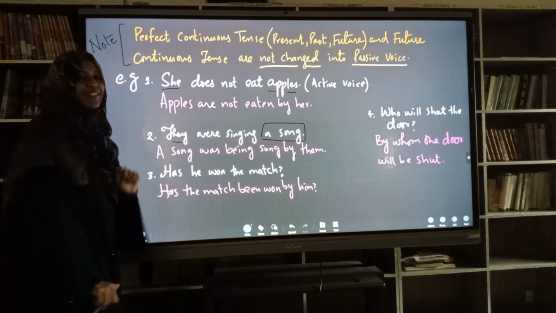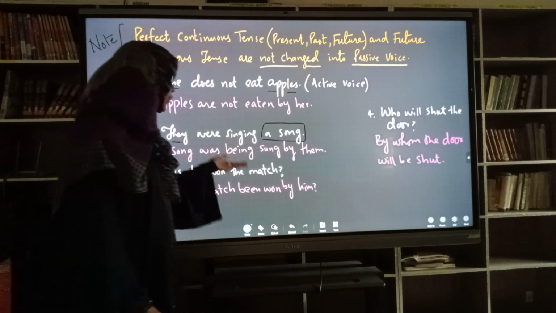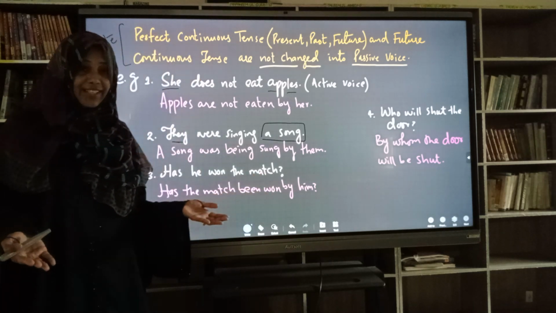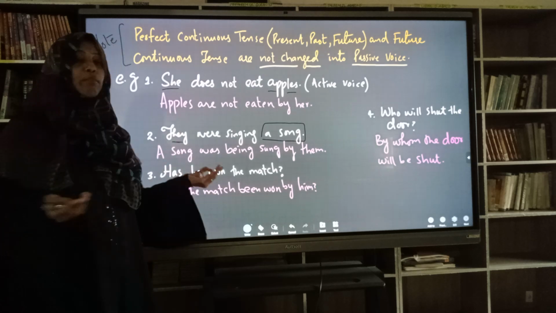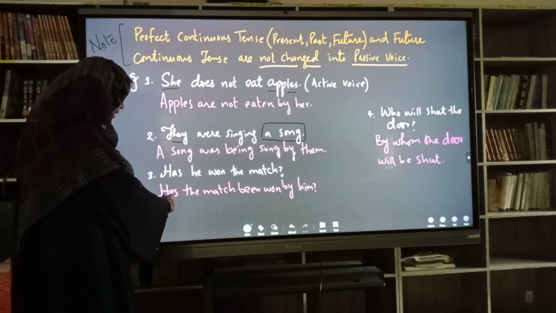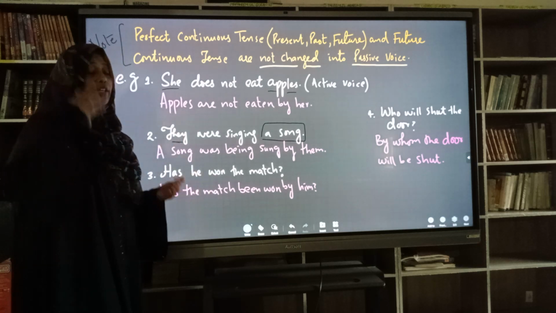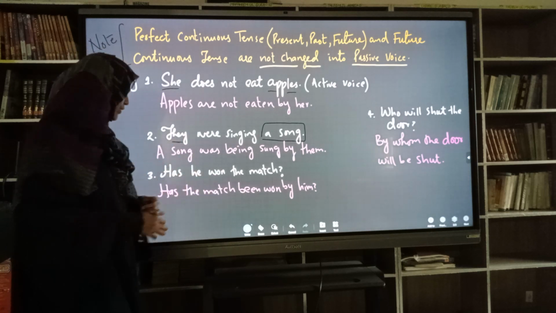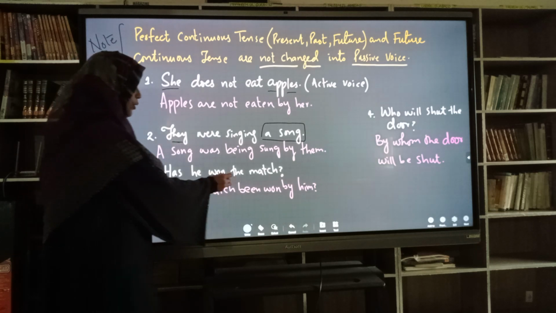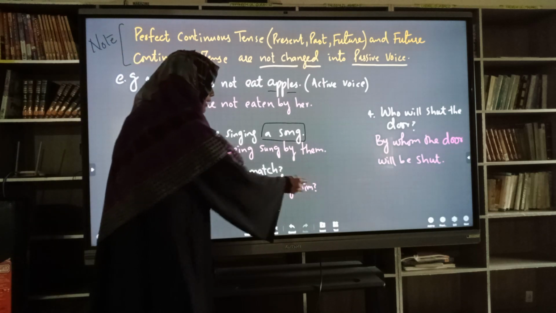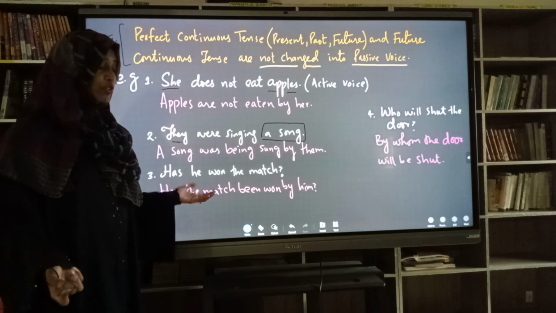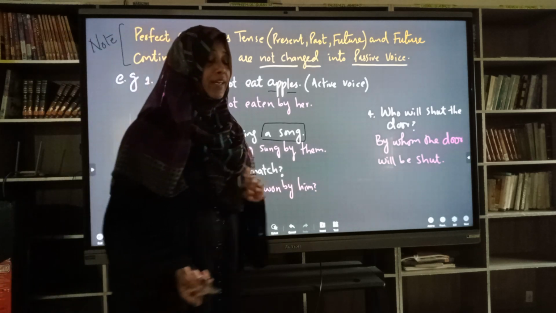Remember? Okay, now the third example is, has he won the match? It's an interrogative sentence of present perfect tense. So it will be has as it is, because you cannot change it into a statement. Interrogative sentence will remain as interrogative sentence. Has the match been won by him? This is it, the question mark. Don't forget to put the question mark at the end.